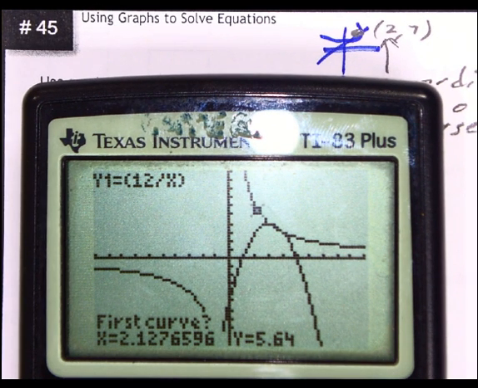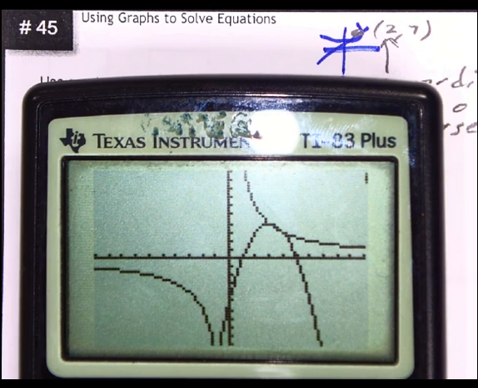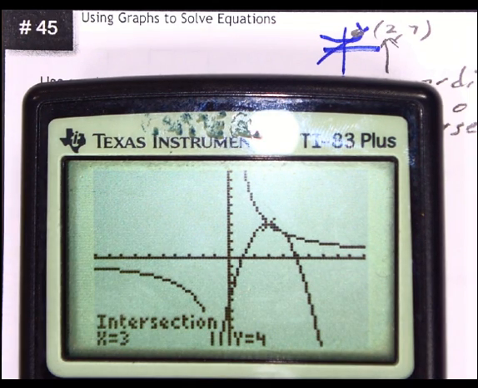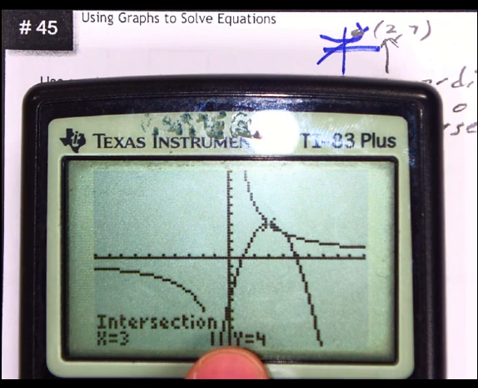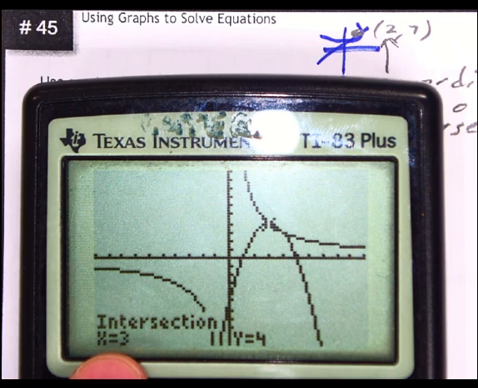And then I'm going to do enter, because I already did my second calc intersect. I'm going to go enter, enter, enter, and I'm just going to keep pushing enter, and it's going to find the point of intersection of those two. So there's one of them at 3, 4. So there's one point of intersection. 3 is one of the answers.